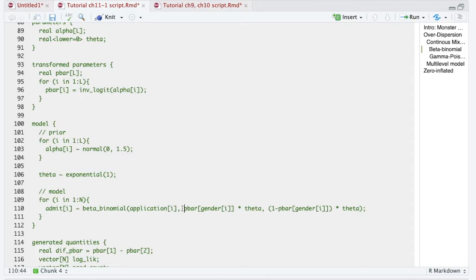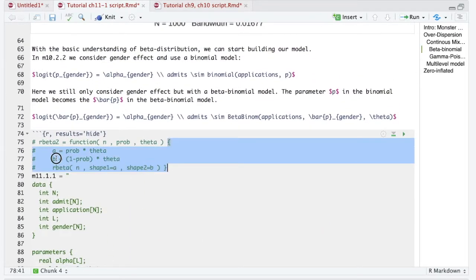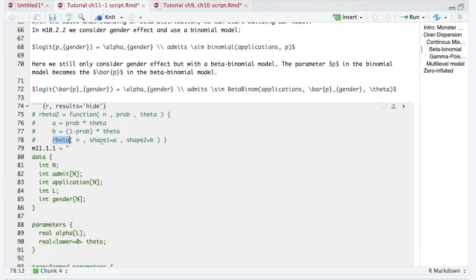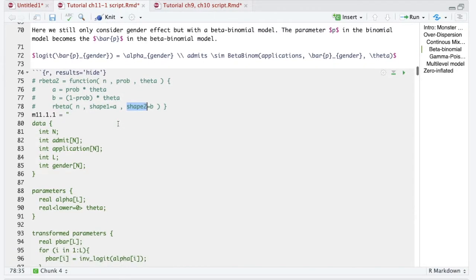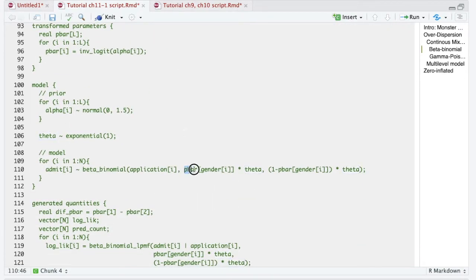So the reason is that the standard default beta binomial model has different parameters than we did. So I provide some comments here. This is the default parameter in the Stan function. So the two parameters are shape 1 and shape 2. But how can we transform shape 1 and shape 2 from probability p bar and theta? So shape 1 is just p bar times theta, and shape 2 is just 1 minus p bar times theta. So you can see that actually here is p bar times theta and 1 minus p bar times theta.